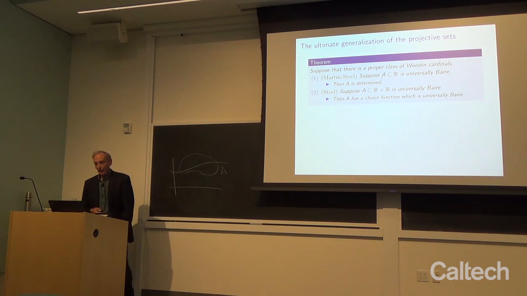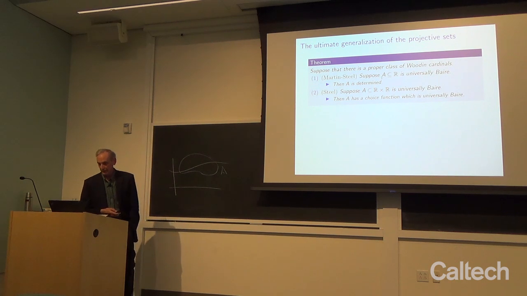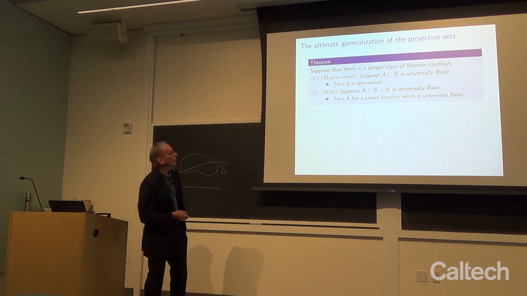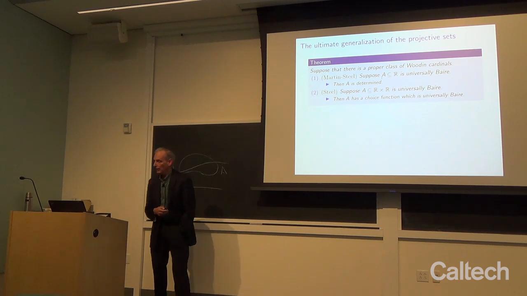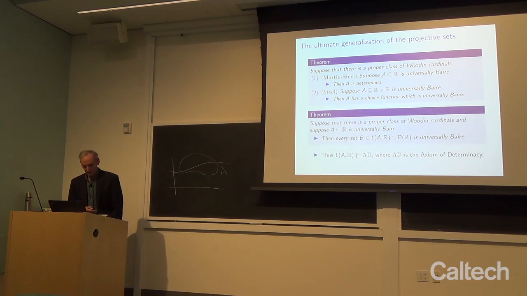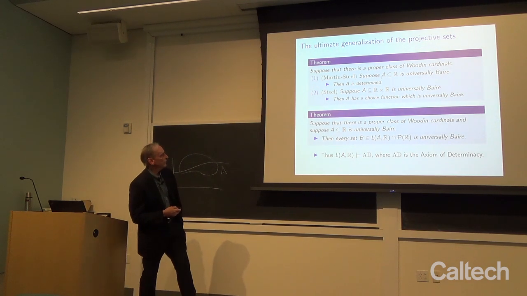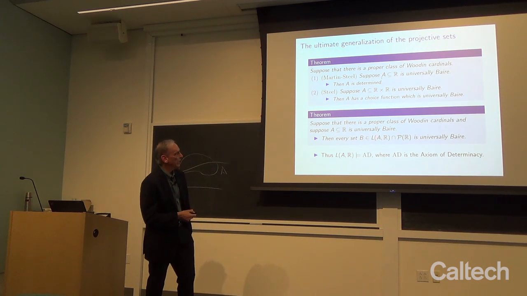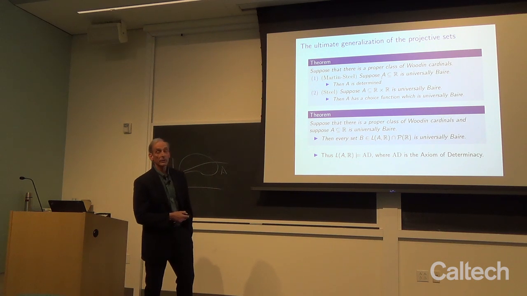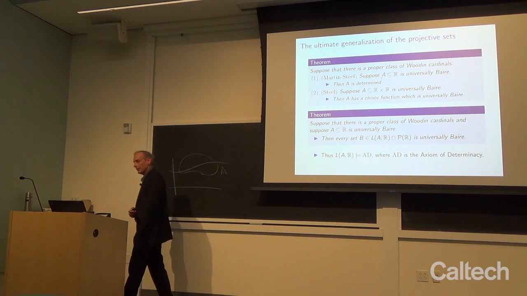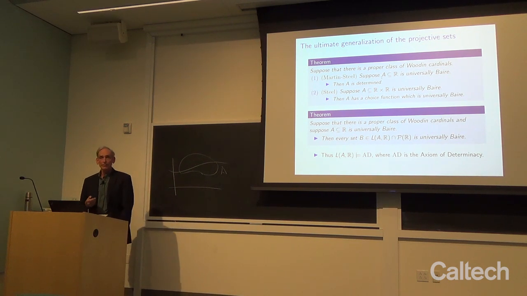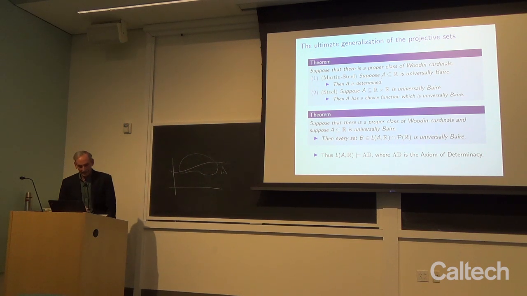Okay, and these are, in the right context, the ultimate generalization of the projective sets. So if you assume there's a proper class of Woodin cardinals, Bagaria and Steel showed that if A is universally Baire, then A is determined, just like with the projective sets. Steel showed that if you have a universally Baire subset of R cross R, it has a choice function which is universally Baire. I showed that if you have a proper class of Woodin cardinals and A is universally Baire, then all the sets you can generate from A by relativizing Gödel's construction are universally Baire. So in particular, they're closed under continuous images. And in fact, L(A, R) models AD, where AD is the axiom of determinacy. So in the context of a proper class of Woodin cardinals, the universally Baire sets are a very rich collection, and they have tremendous structure.